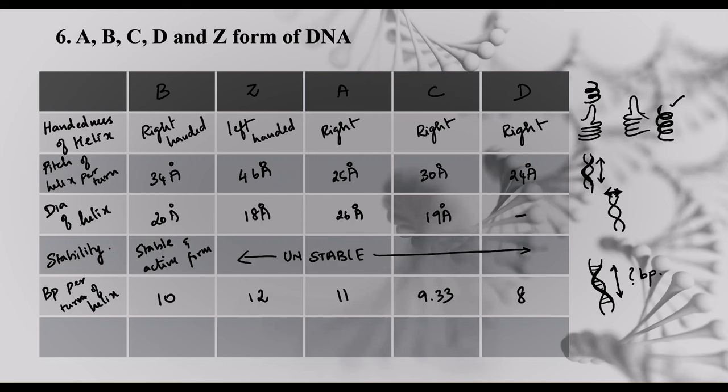And the last thing about the forms of DNA: the distance between two base pairs. Distance between two base pairs. Okay, we know that, right?